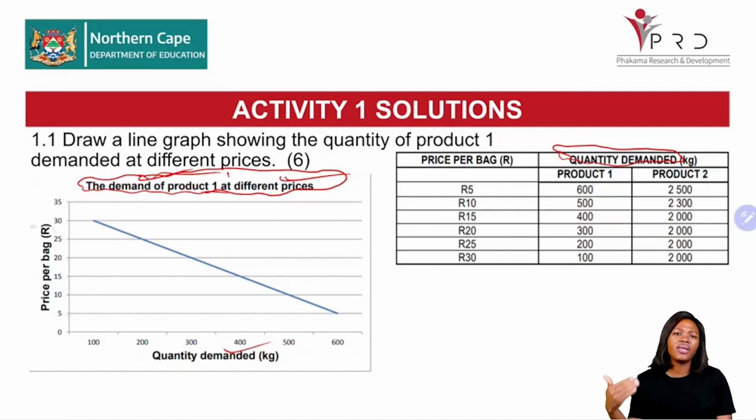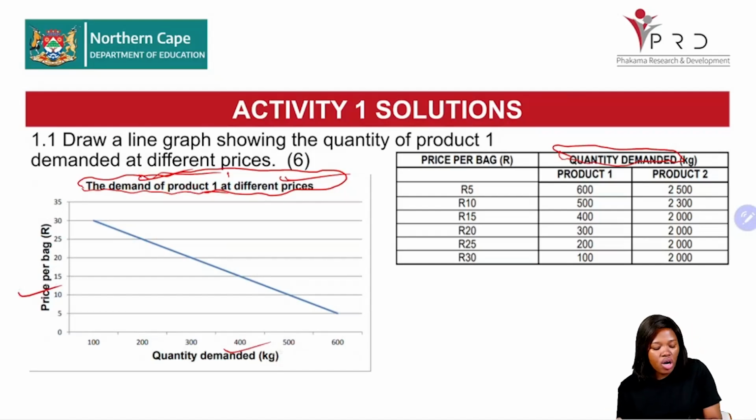Or 10, 20, 30, or 3, 6, 9, 12, 15. It's up to you, and you need to obtain a mark for that one. Now, a fourth mark goes to the units. Here we have units: quantity demanded in kgs, and here we have price per bag that is in rand. So for both units, you will obtain just a single mark.